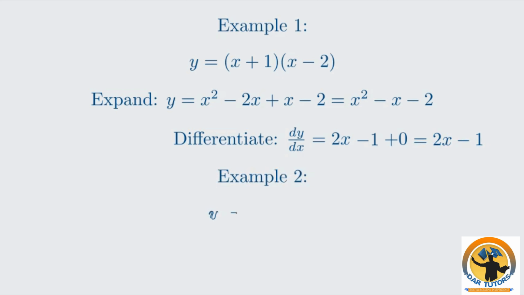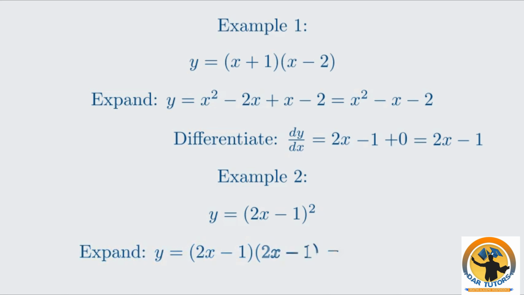Let's look at another example. Differentiate y equals the quantity 2x minus 1 squared. Again, we must expand first. Squaring the binomial gives us y equals 4x squared minus 4x plus 1.